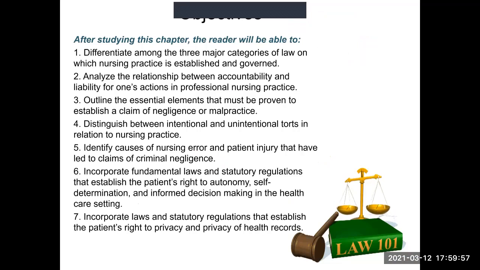So we're going to differentiate the three major categories of law in which nursing practice is established and governed. We're going to analyze the relationship between accountability and liability, look at some of the essential elements that are proven to establish a claim of negligence and malpractice. And we're going to distinguish between intentional and unintentional torts in nursing. We're going to identify causes of nursing errors and patient injuries that have led to claims of criminal negligence.